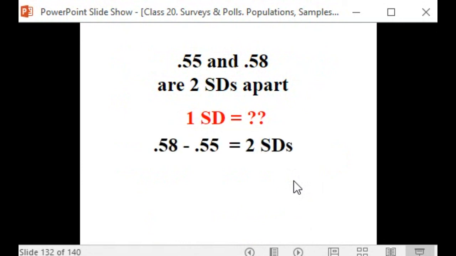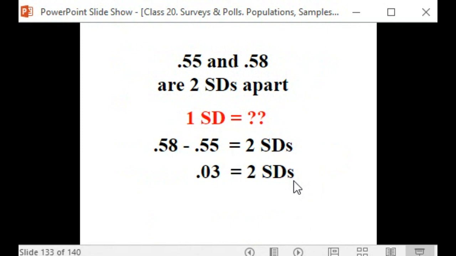Okay, let's work it out. 0.58 and 0.55 are two standard deviations apart. So if we subtract 0.55 from 0.58, that equals 2 standard deviations. We could say the distance between 0.58 and 0.55 is 2 standard deviations. 0.58 minus 0.55 is 0.03. So 0.03 is equal to 2 standard deviations.